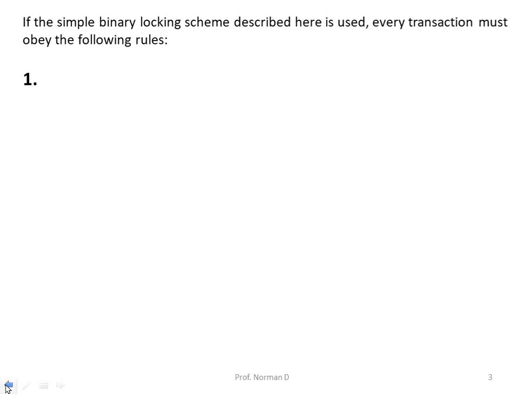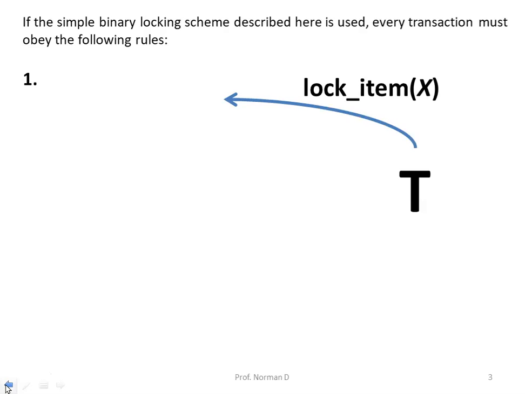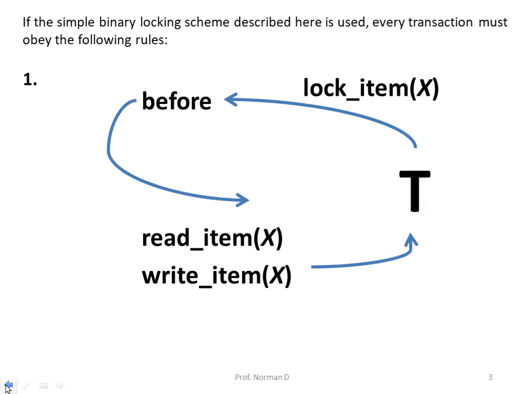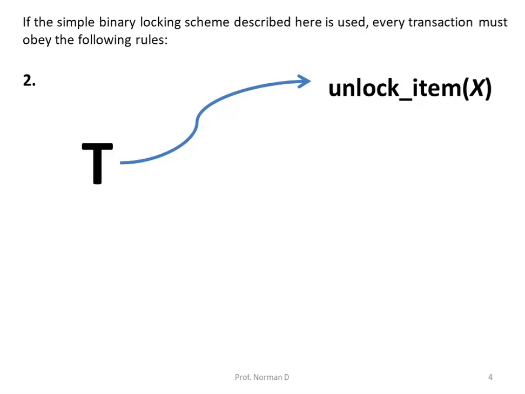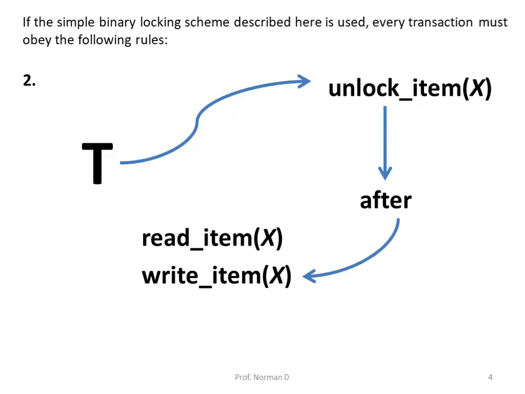If the simple binary locking scheme is to be used, then every transaction must obey the following rules. The first rule: a transaction T must issue an operation lock item X before any read item or write item operations are performed on T. So this is the first rule. The second rule says a transaction T must issue the operation unlock item X after all read item and write item operations are completed on T.